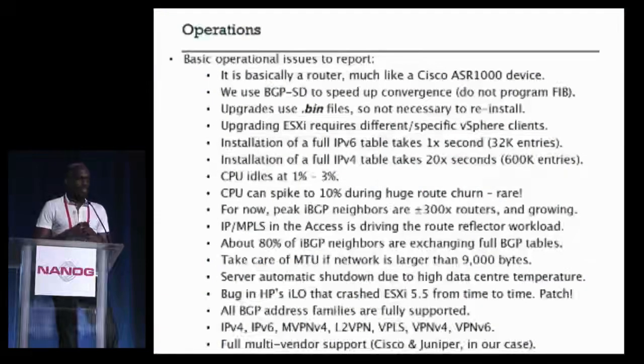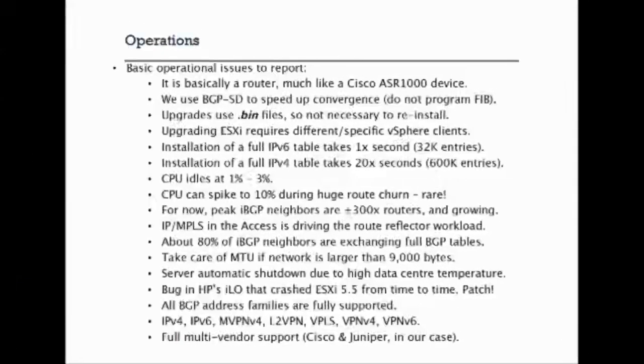In terms of day-to-day work, it is essentially a router. No surprise there. We utilize BGP selective download. If you remember Joel Yeagley's presentation, I think from 2 days ago about partial fibbing, it's pretty much the same thing. Have control of what you install in the FIB. That way, we keep the convergence speed up. So all this runs in the control plane. We don't get to program the FIB.